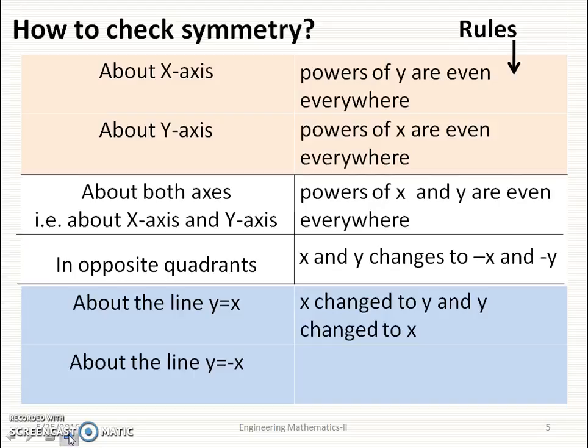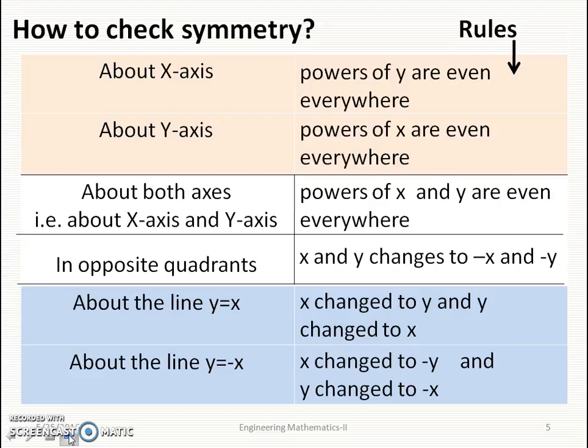About the line y is equal to x, x is changed to y and y is changed to x, meaning interchange the roles of x and y, and see whether the equation of the curve changes or not. If it changes, then you can say that it is not symmetrical about the line y is equal to x, and if the equation remains unchanged, then we can say that the given curve is symmetrical about the line y is equal to x.